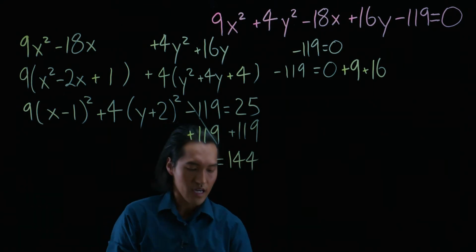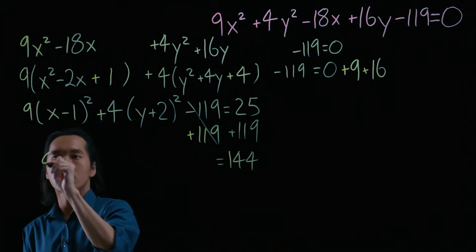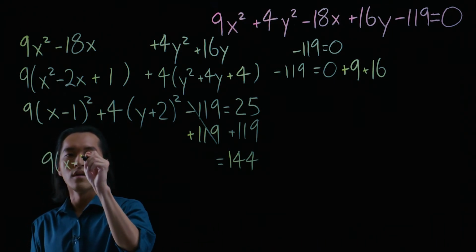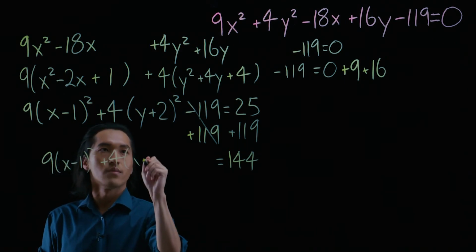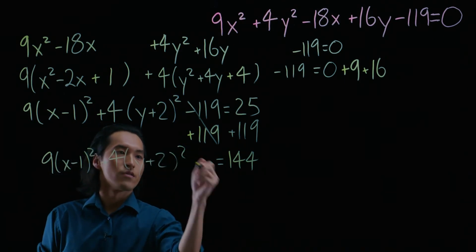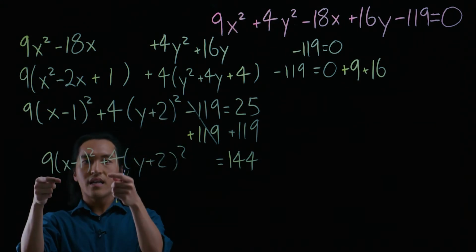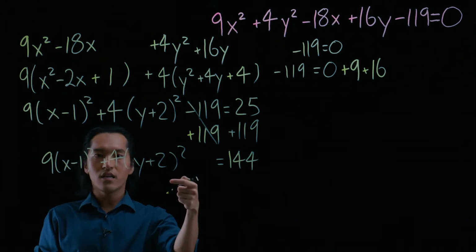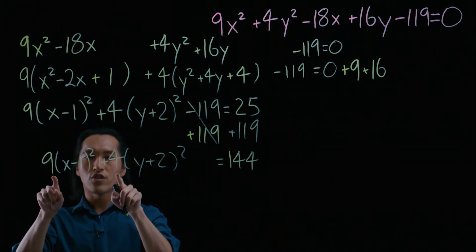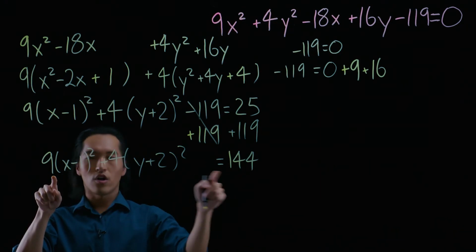And then meanwhile, for this side, we can just drop these down, which becomes 9 times (x minus 1) squared plus 4 times (y plus 2) squared, right? I'm just copying this down. Now I can divide everything by 9 and 4, right? 9 times 4 is 36, so we have to divide by 36 on both sides.